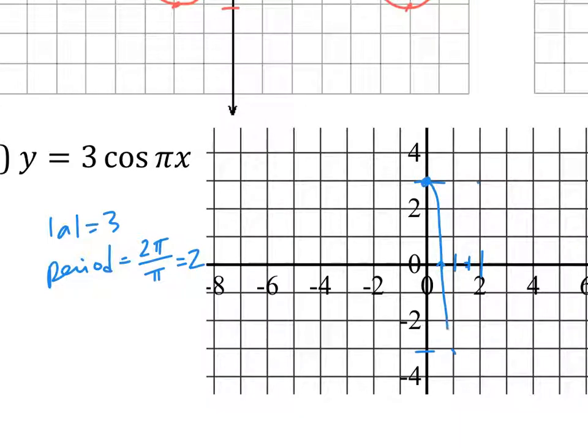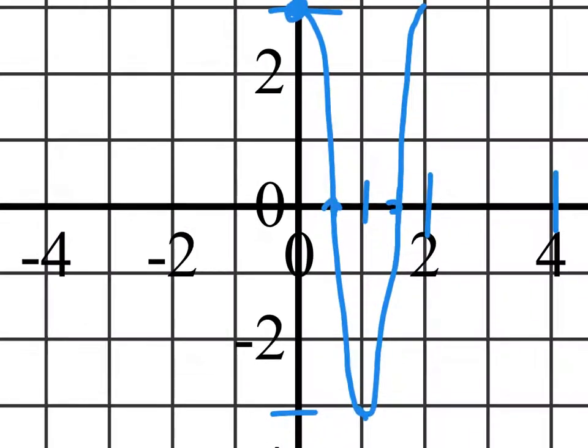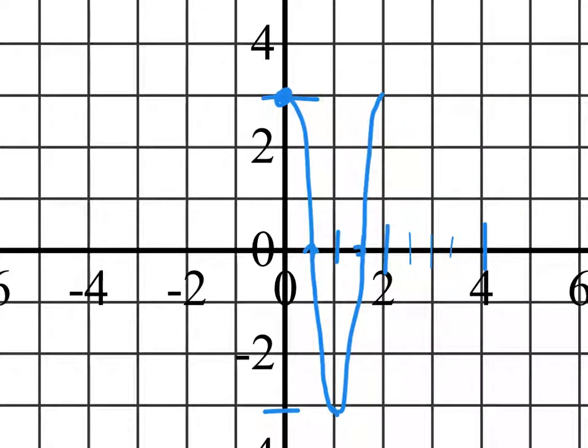This is 1 period. And if we want to do it again, we go to 4, break into half again, goes down, down, up, up. And then we can do that for a long time.